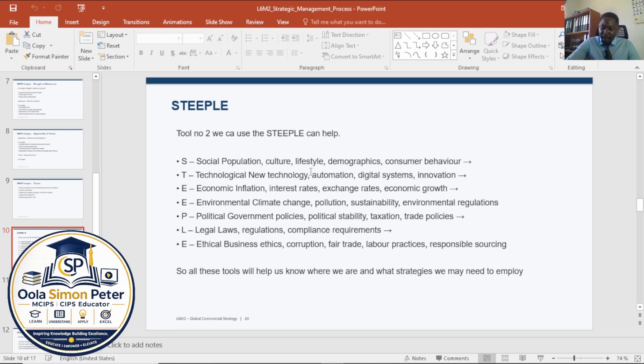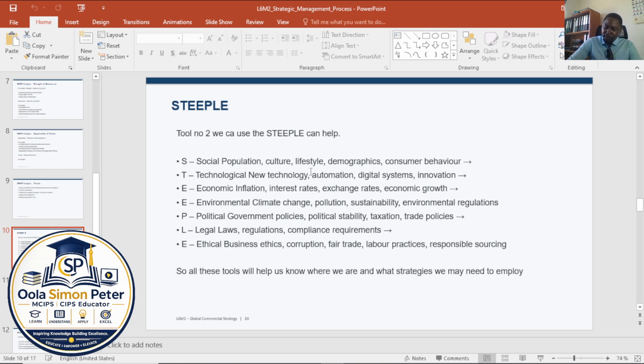For example, the social aspect, the population. PrimeLink will look at the population, the culture, the lifestyle, and demographics. For example, the age, the lifestyle, do people want luxurious items or people are into cost savings? The culture, what is the culture like? And consumer behaviors. Now, this will help PrimeLink to come up with better strategies on how to solve some of these challenges or maximize some of these opportunities within the social aspect.